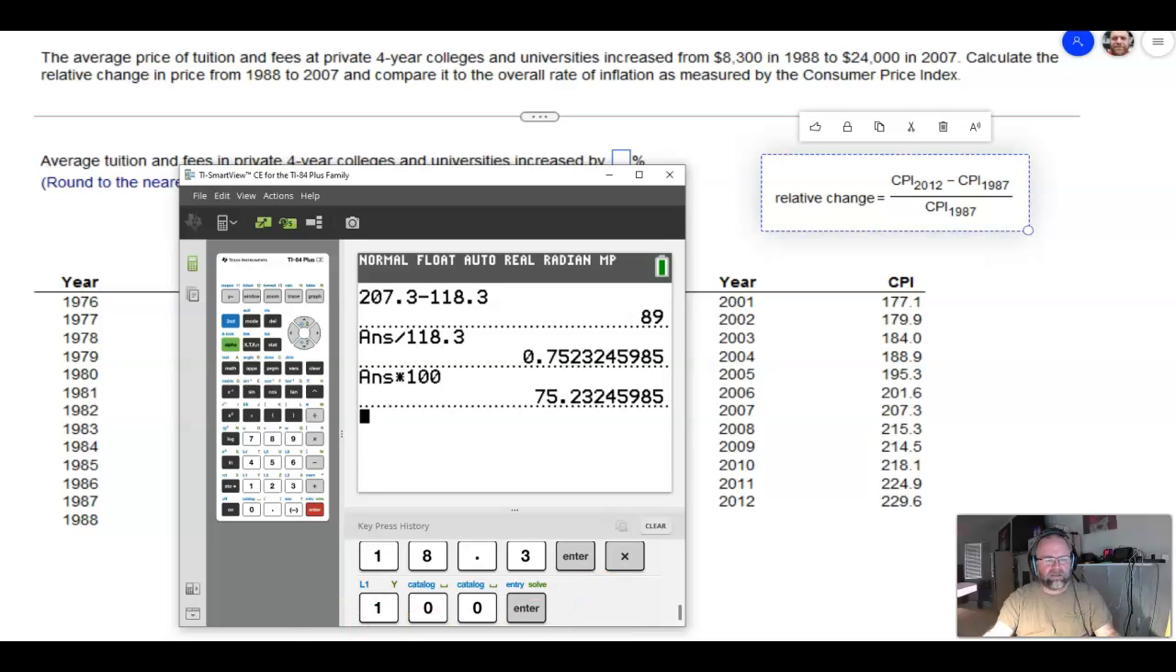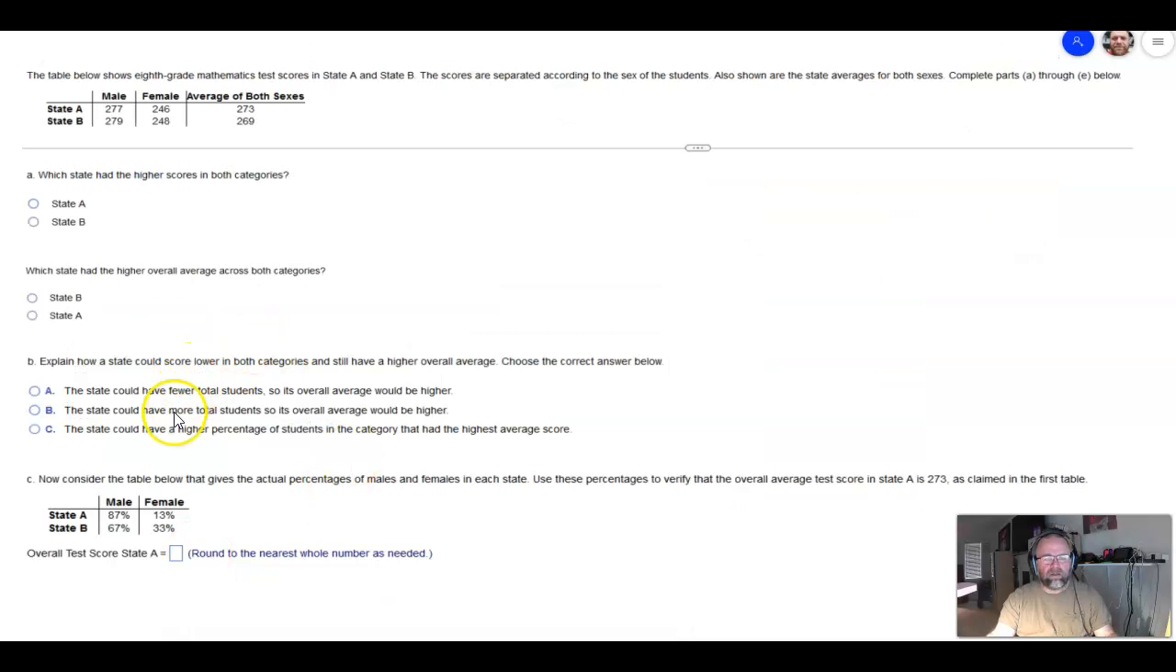All right, let's take a look at the next one here. For this last one, we'll look at the first three parts of it, and then I'll let you do the last three parts. This one says, the table below shows 8th grade mathematics test scores in state A and B. The scores are separated according to the sex of the students. Also shown are the state averages for both sexes. Complete parts A through E. Like I said, we're only going to do A through C here.